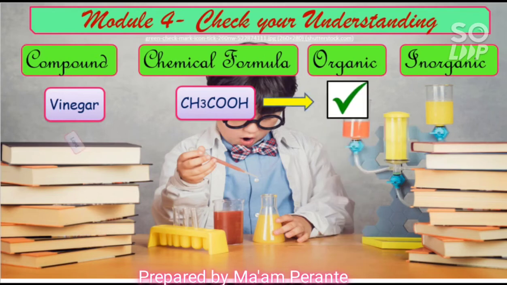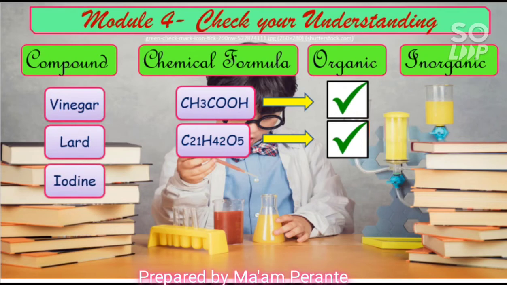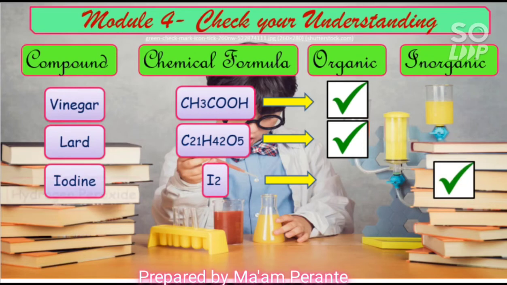How about an animal fat called lard? The formula is C21H42O5. Here it is very clear that carbon is present. So meaning to say lard is an example of an organic compound. How about iodine? Is that an organic compound? Iodine is one element found on your periodic table. Okay, so what is this? Since there's no trace of carbon, that is classified as inorganic.